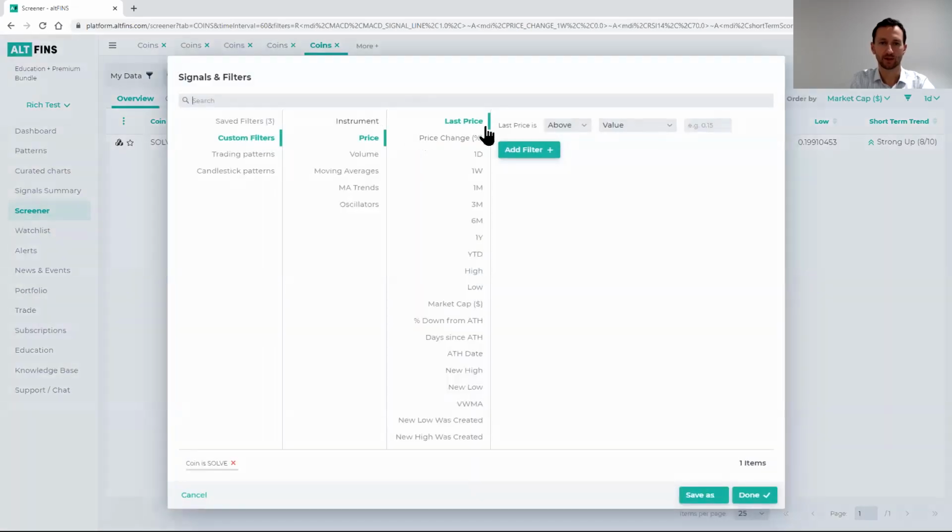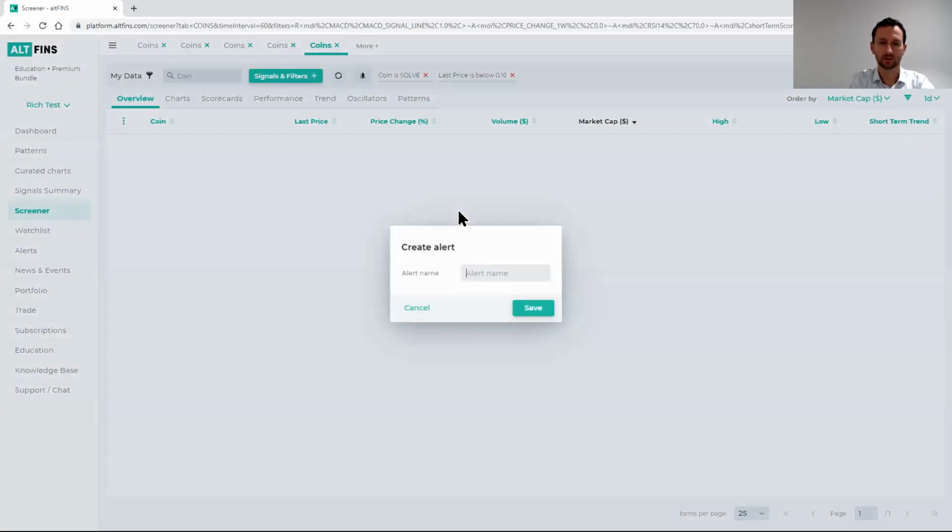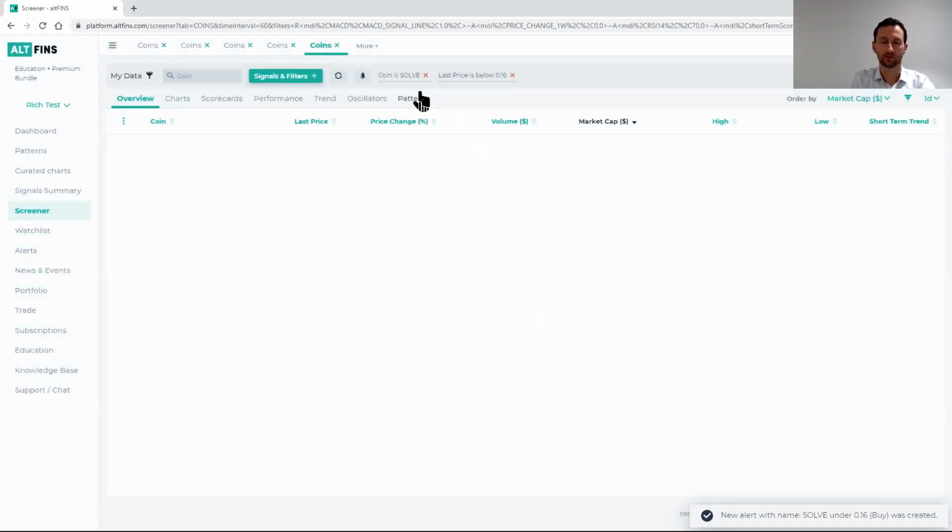All right, let's do that again. Price is below 16 cents. Let me know. All right, I click on done. I click on the alert and it says SOLVE under 16 cents buy. Great. So I have that alert.